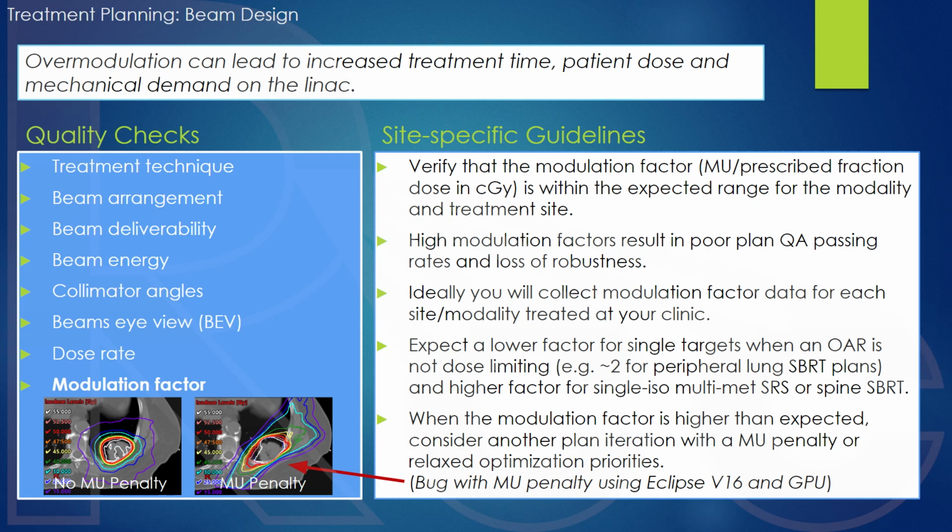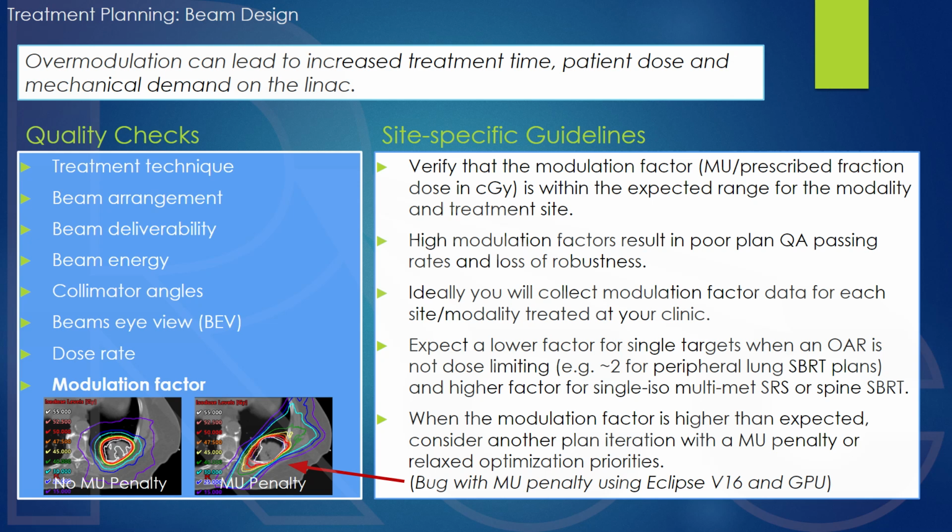And we should expect a lower factor for single targets when an organ at risk is not dose limiting. That is, this is a plan where dose conformity is the primary objective. That may be as low as 2 MUs per centigray for a peripheral lung SBRT plan. And these factors could be higher for multi-met SRS or spine SBRT, where it might be a factor of 4 or even 5. Whenever the modulation factor is higher than expected, you might consider another plan. And within that plan, you could consider penalizing the monitor units or relaxing optimization priorities.